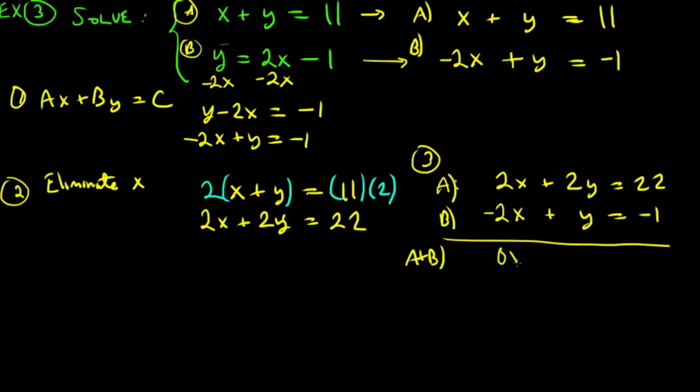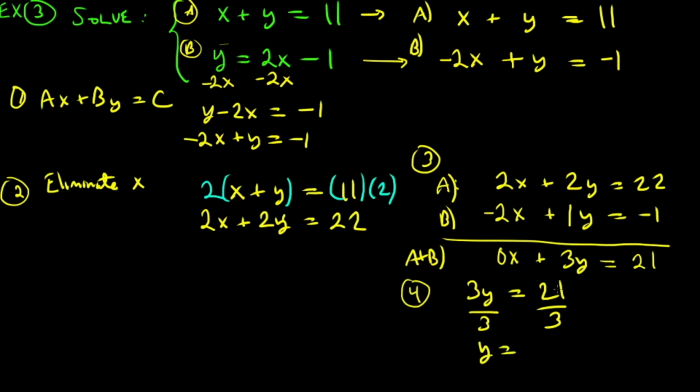A plus B, or I should say equation A plus equation B, right? We get 0x plus 2y plus 1y, right? There's an invisible 1 here. 2y plus 1y is 3y. And then 22 plus negative 1, 22 minus 1 is 21, right? So now, step 4, we have 3y equals 21. Divide by 3. And that solves for y. 21 divided by 3 is 7, so y is 7. Okay?